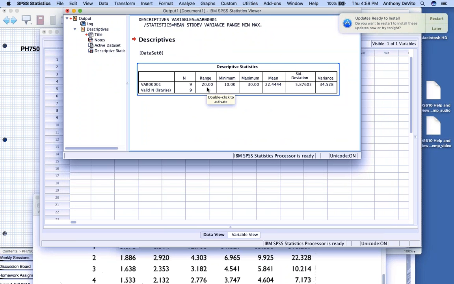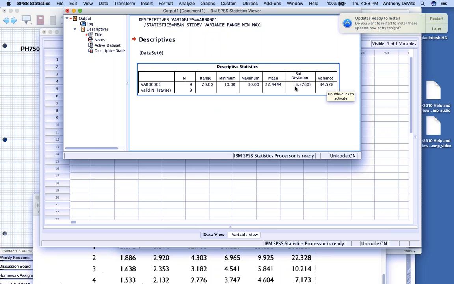Well, the range is 20. It's from 10 to 30. The mean is 22.44. Same thing we got. The standard deviation is 5.87, the same as we got when we did our calculation by hand or by Excel. And the variance is just a square. You remember the variance is just the square of the standard deviation, or vice versa, the standard deviation is the square root of the variance, right?